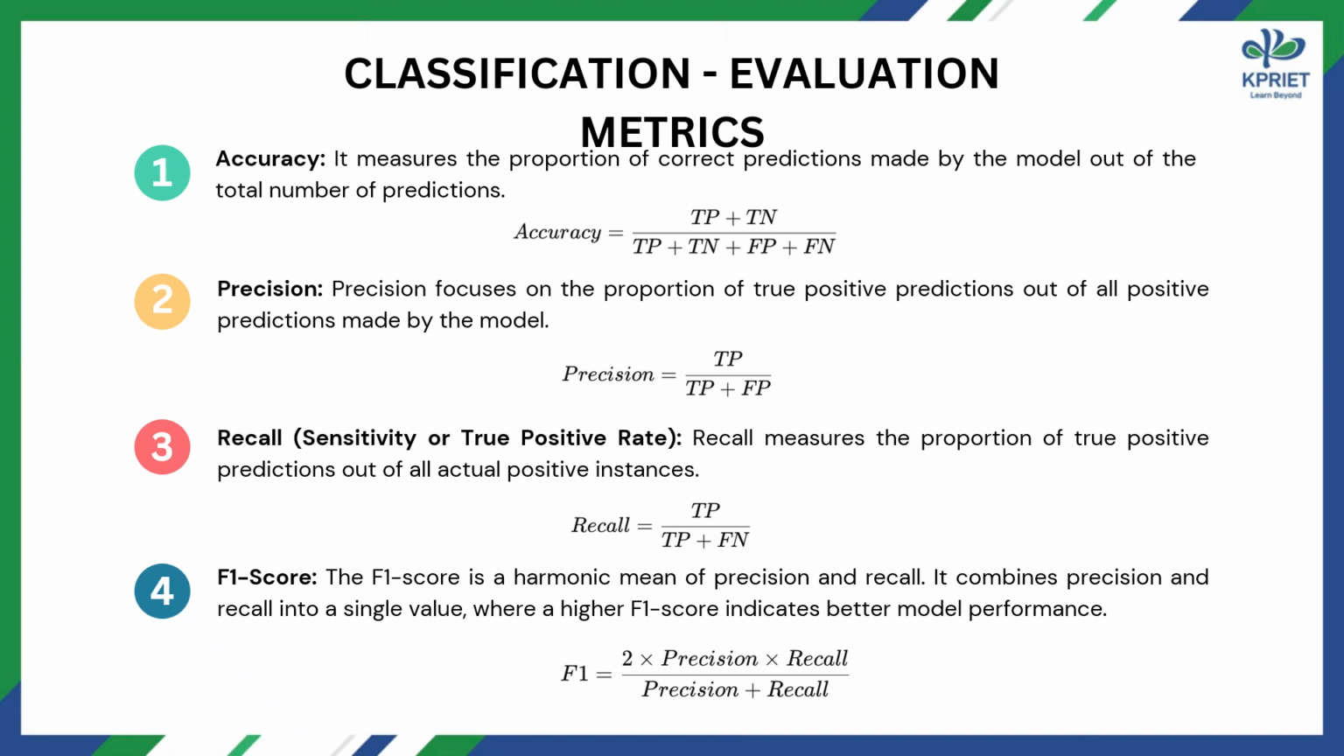The F1 score is the harmonic mean of precision and recall. It combines precision and recall into a single value, where a high F1 score indicates better model performance. F1 is equal to 2 times precision times recall divided by precision plus recall.